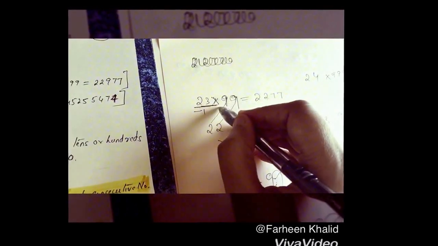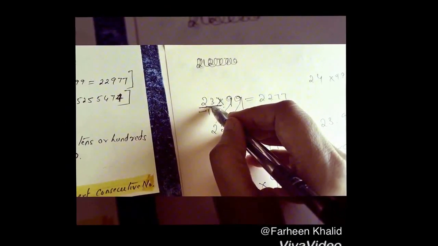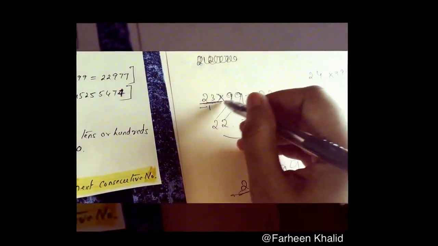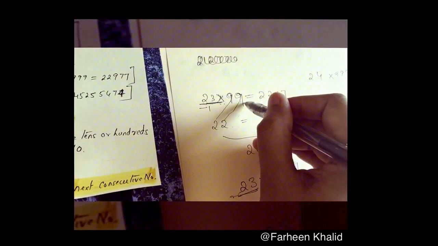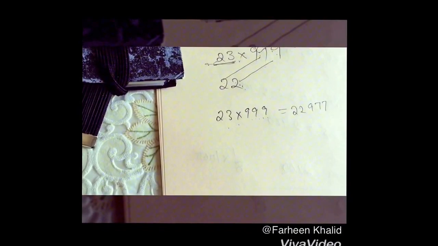All right, it cannot be less than the digits in the number that you're multiplying it with. Okay, that's the rule. But it can be more than the digits in 23, which we are going to do now, which is 23 times 999. So it can be more than 2 digits here, but it cannot be less than that.